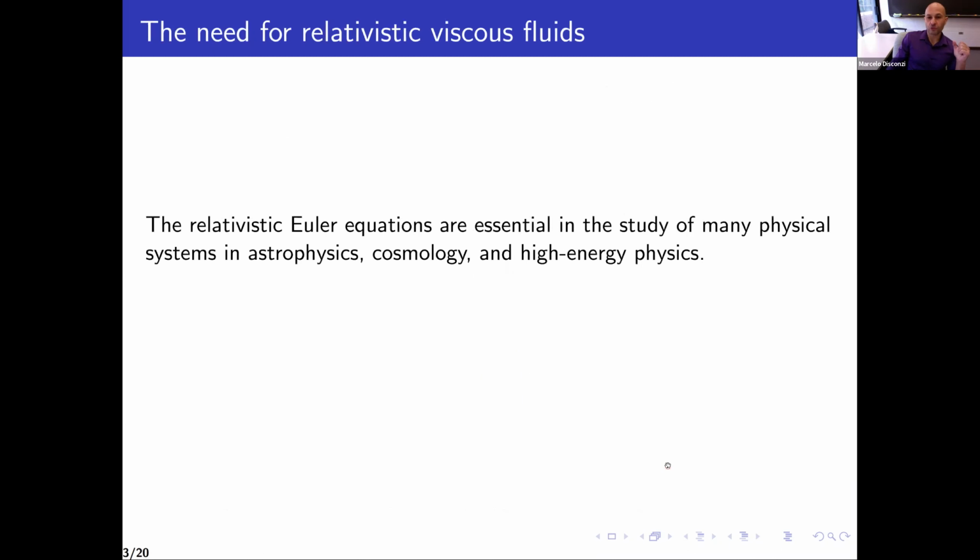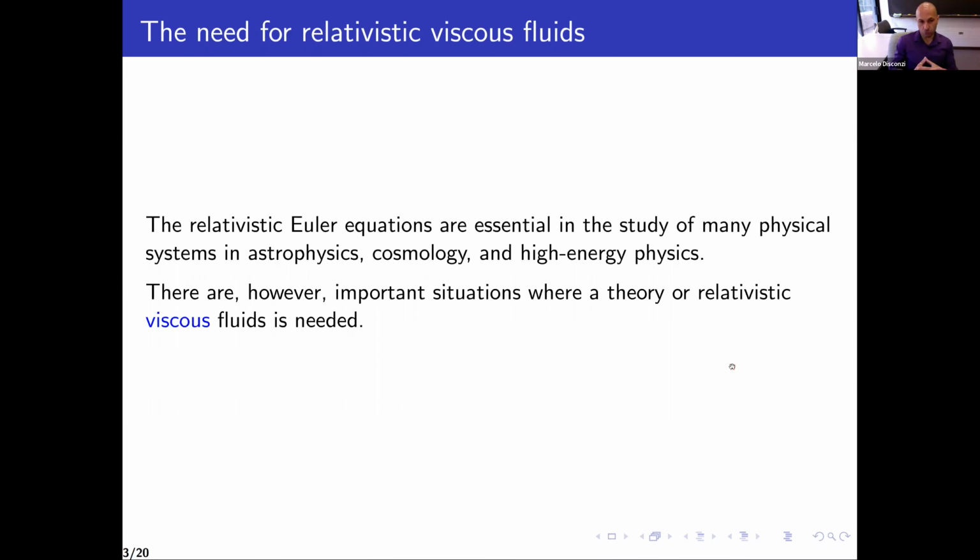Now, as I probably don't have to explain to this audience, the relativistic Euler equations are essential in the study of many physical systems of importance in astrophysics, cosmology, and high-energy physics. What perhaps might not be known to everyone is that there are also important situations where we need a theory of relativistic viscous fluids, a theory of relativistic fluids with viscosity. So what I'm going to do next is motivate this by giving you two important examples where viscosity is important.